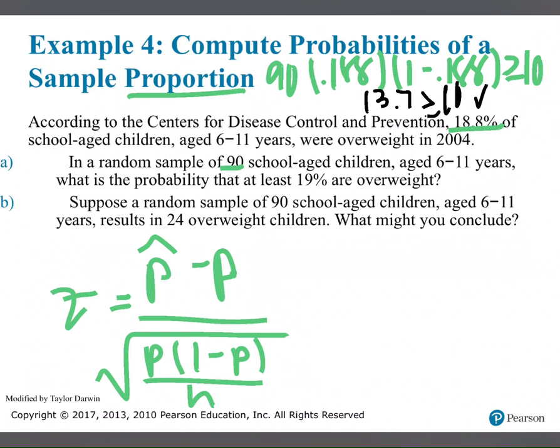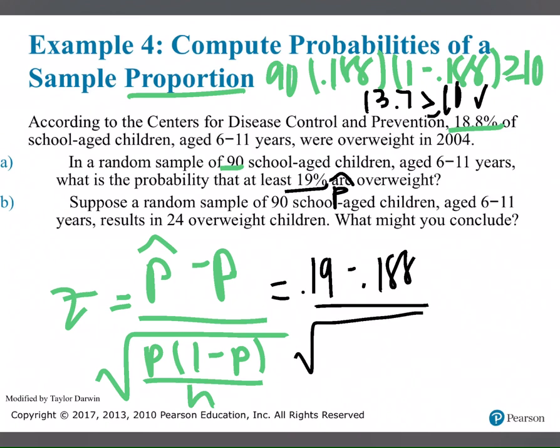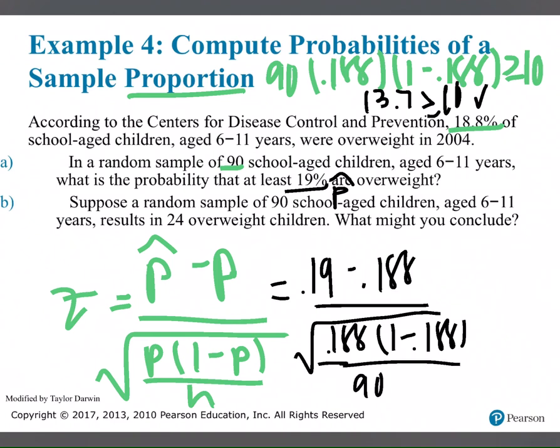So it says, what's the probability that at least 19% are overweight? So that's my p hat. That's what I'm looking at specifically. And so 0.19 minus my p, what I know about everybody, divided by the square root of p, which is 0.188, times 1 minus 0.188, divided by n, 90. This gets real tricky in your calculator. You've got to be really careful about the denominator, keeping all that together. When I put this in my calculator, I get 0.005.